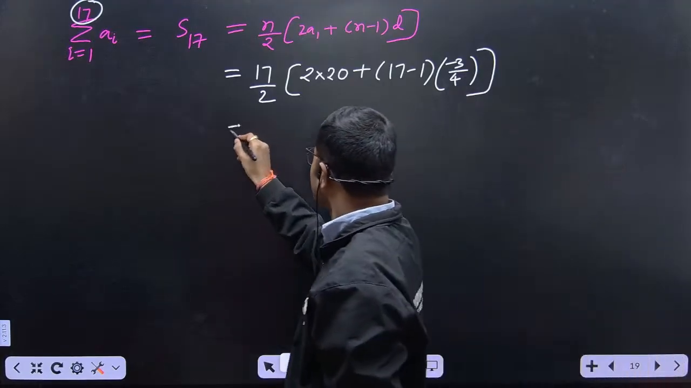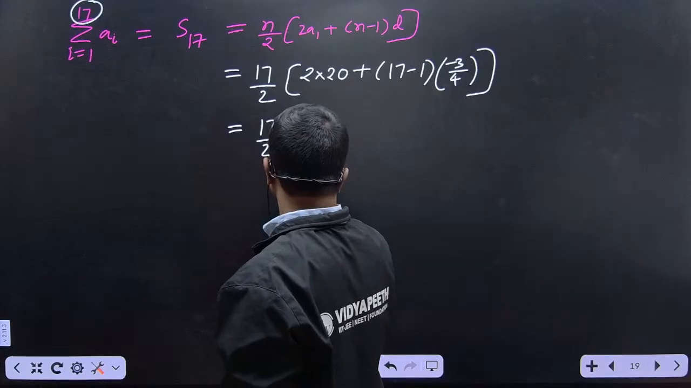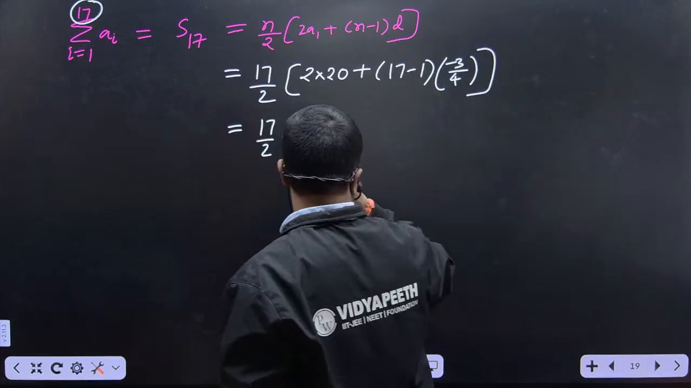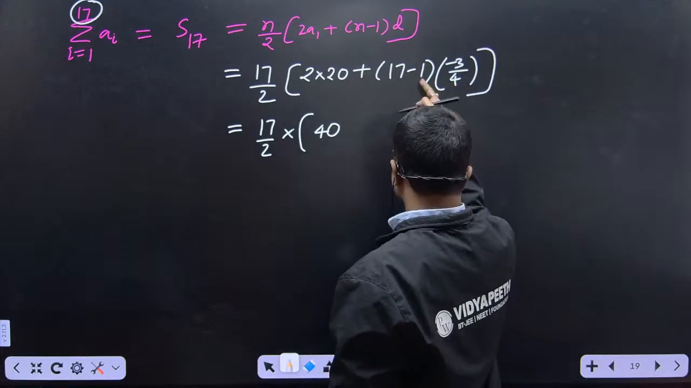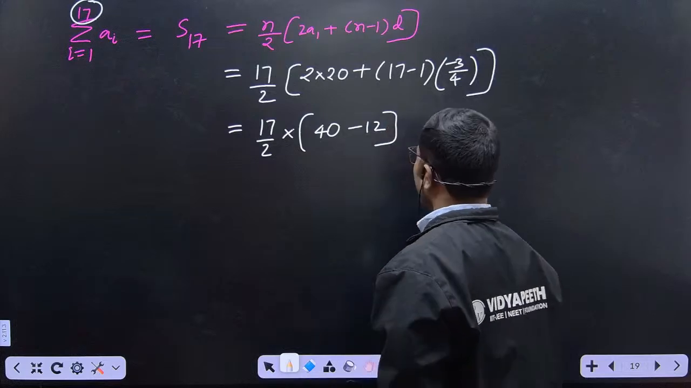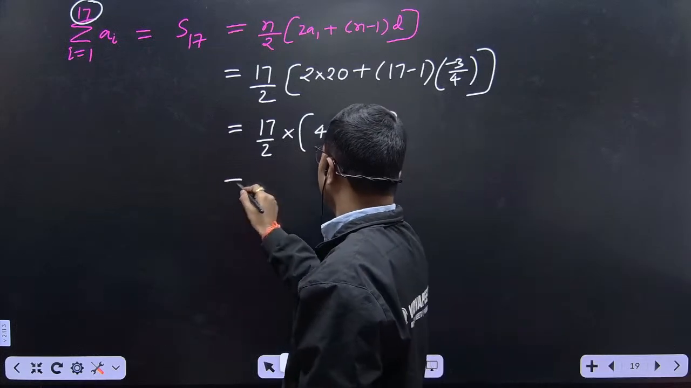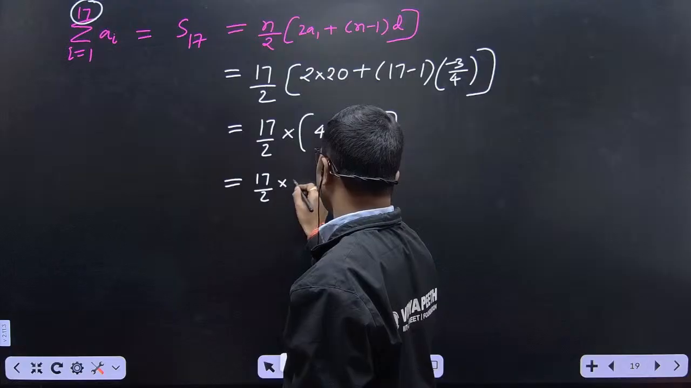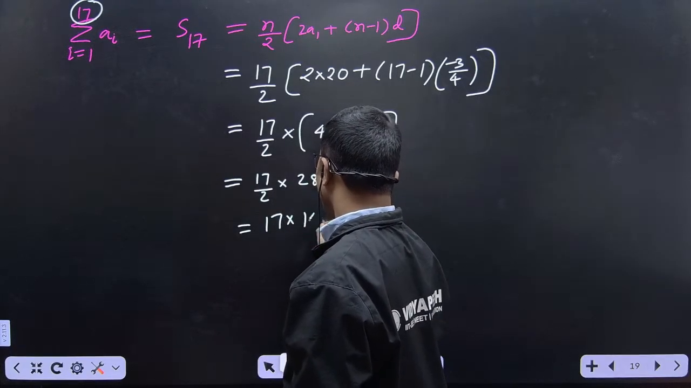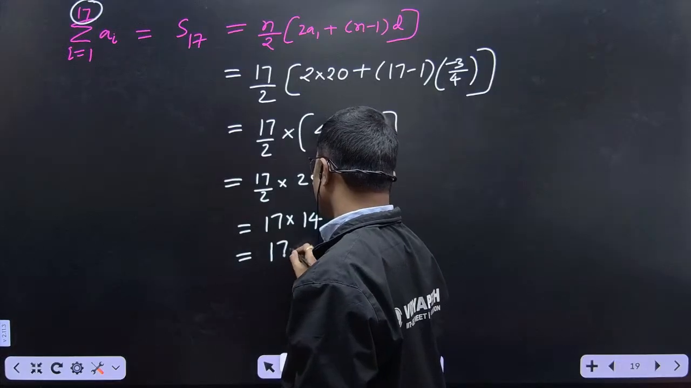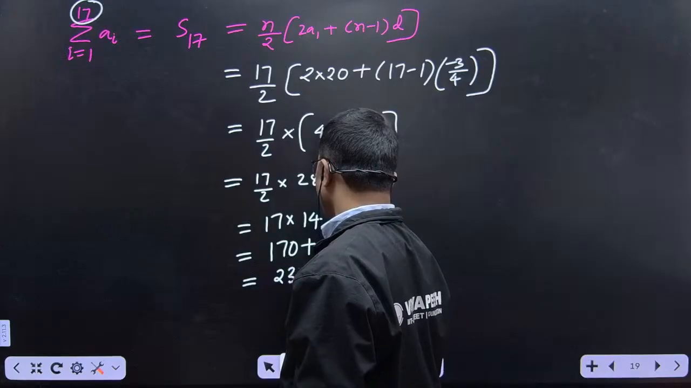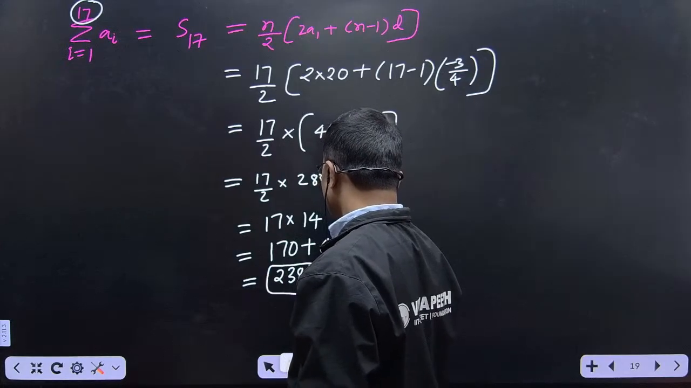Okay, so 17 by 2 into 40, and here 16 into minus 3 by 4, so 4 into 3, so minus 12. We are doing the calculation only. 17 by 2 into 40 minus 12, that is 28. So again 17 into 14. So that is 170 plus 68. So that is 238, our final answer.